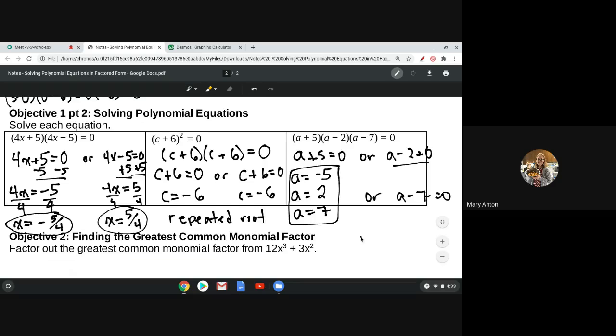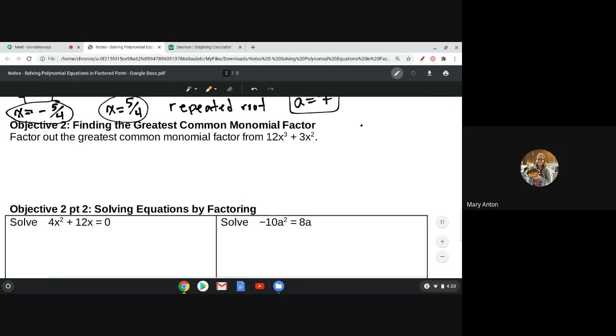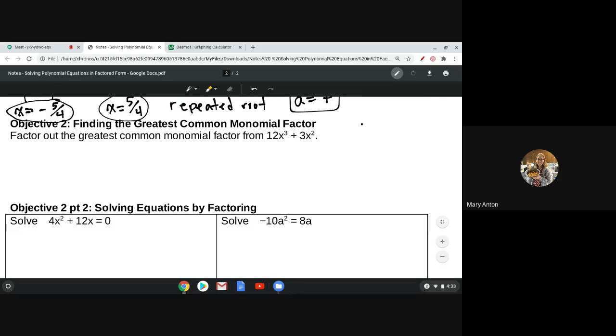All right, now objective 2. And this is what we'll focus on going forward, a lot of factoring. So let's find the greatest common monomial factor. Right here it says factor out the greatest common monomial factor from 12x cubed plus 3x squared.